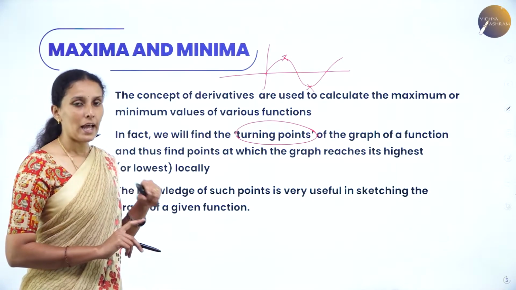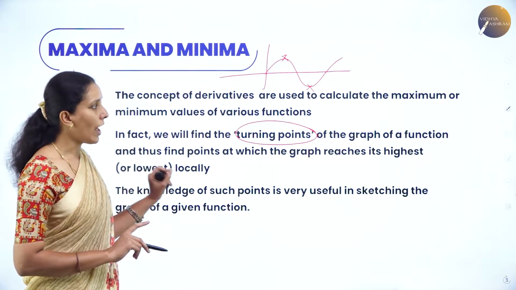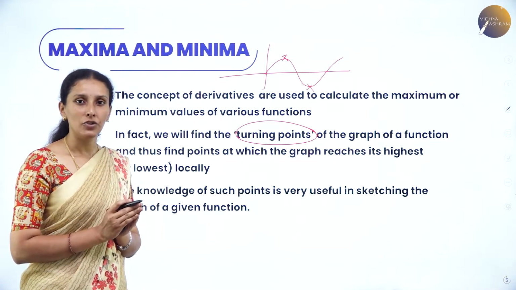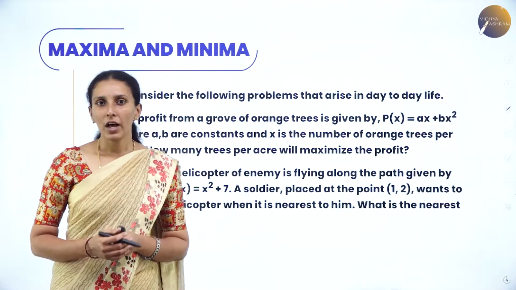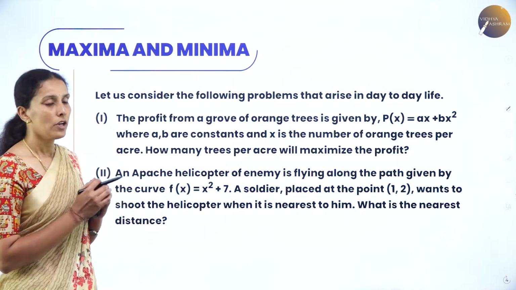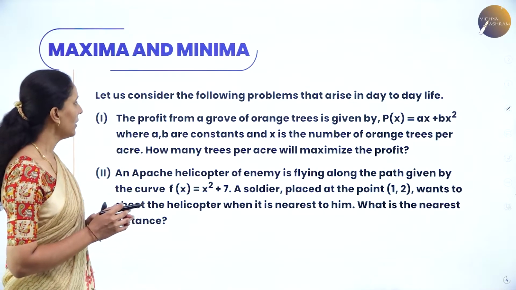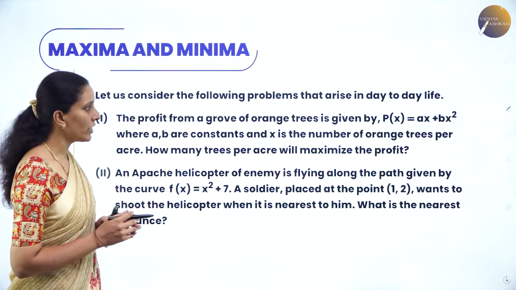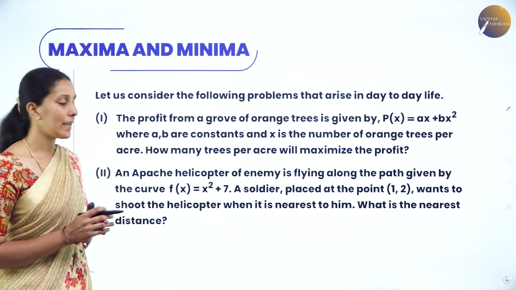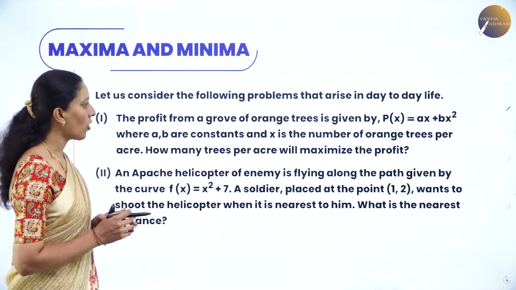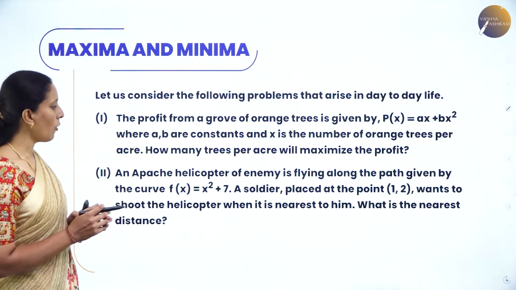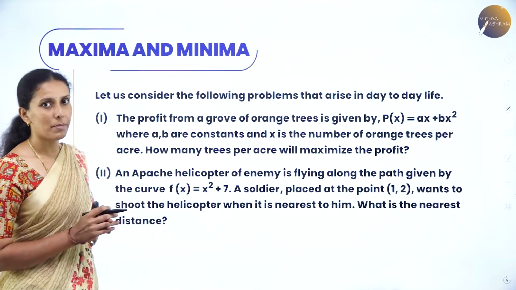So this helps us to find out or to analyze how the function is defined in the given interval or given domain. Now, let us take examples from our daily life. The very first example here is taken. The profit from a grove of orange trees is given by P of x is equal to ax plus bx square, where a and b are constants and x is the number of orange trees per acre. How many trees per acre will maximize the profit?